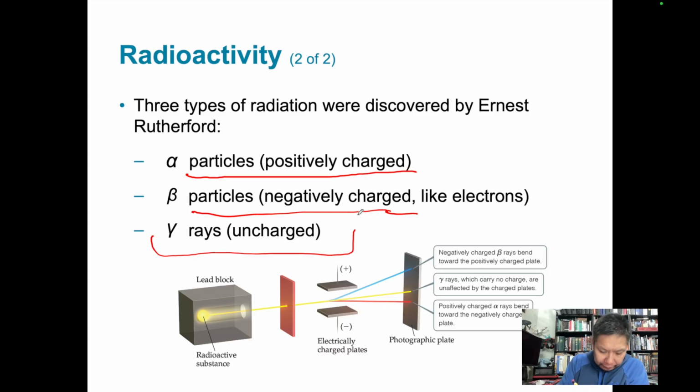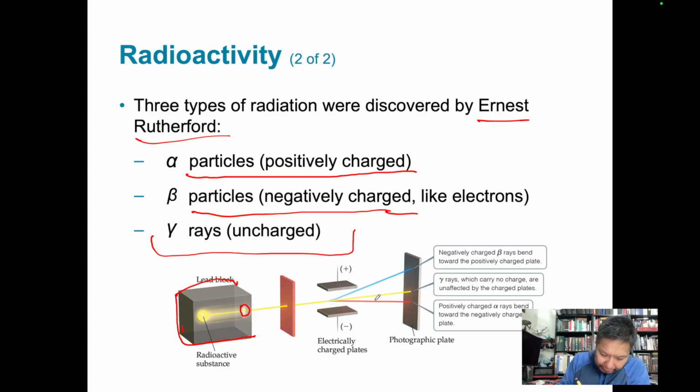And so, how do you know? How did we figure out what the charge of these different particles are? Well, this guy named Ernest Rutherford came through, right? And he was able to get some radioactive substance and put it in this lead block right here. And the lead block had a hole in it, right, so that some of the radiation could come out.